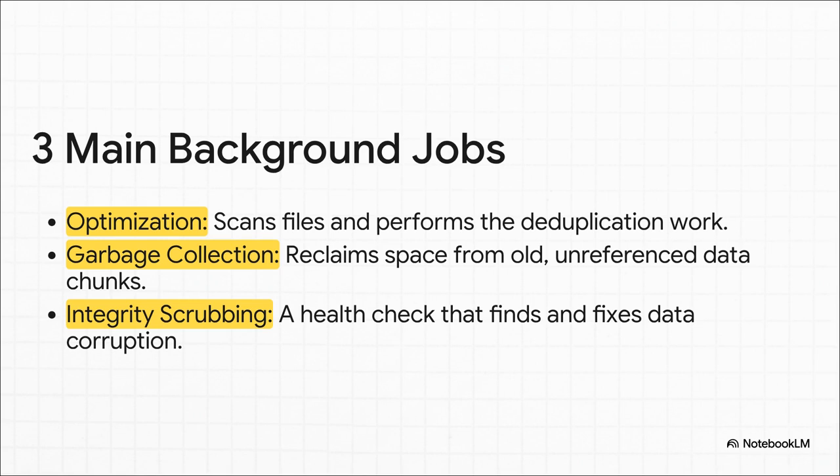First, you've got the optimization job. That's the main workhorse that goes through, finds, and processes all the duplicate data. Then there's garbage collection. Think of this like a janitor. It runs every so often and cleans out any old chunks that are no longer being used by any files, freeing up even more space. And finally, you have integrity scrubbing, which is basically a regular health check to make sure all your data is safe and sound. It is a true set it and forget it system.